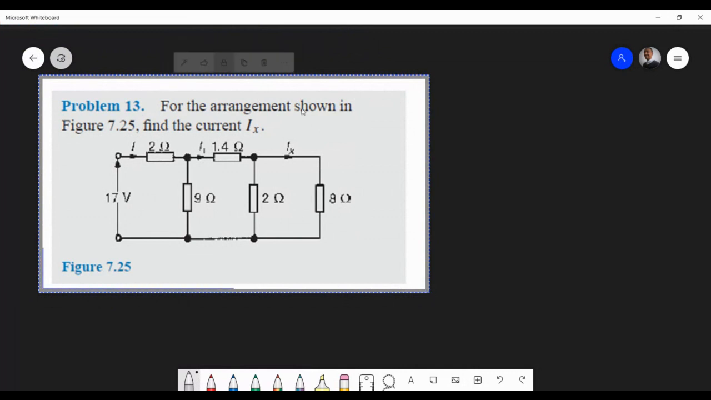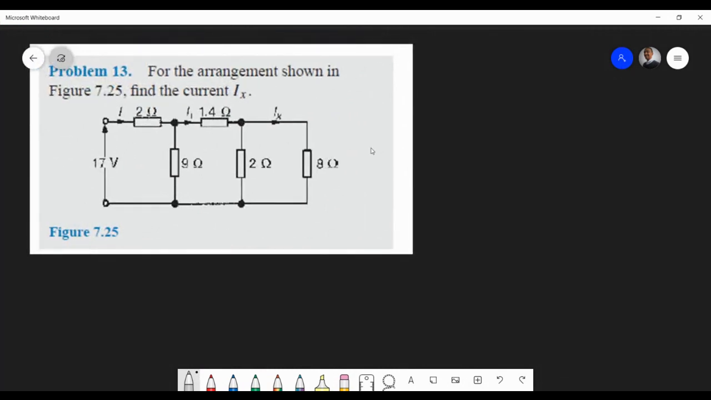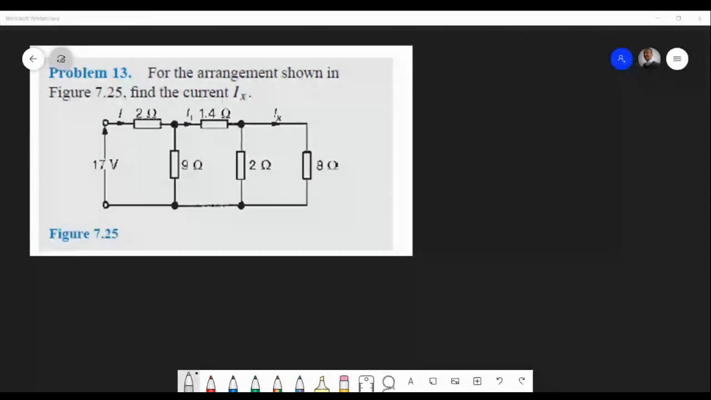Okay, so what do they want here? They want the current Ix. You can call it whatever you want. Essentially, I'm not too worried. So I want you to use voltage division and current division to find current going through here. Again, this problem is in John Bird, Electrical Circuit Theory and Technology. So let's see you find that current. I'll give you guys 5 minutes to try, and then I will come in after 5 minutes.